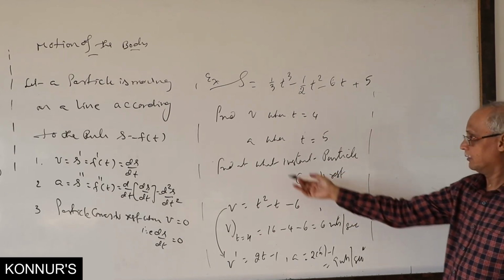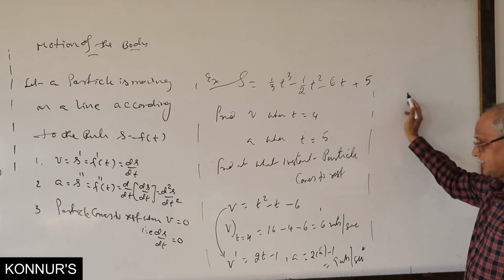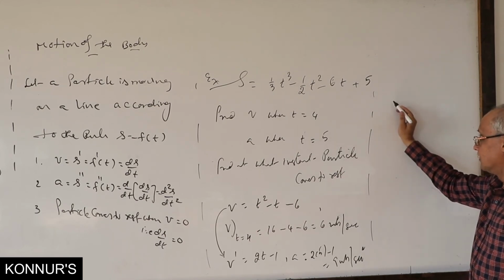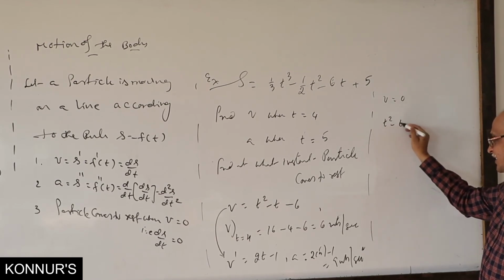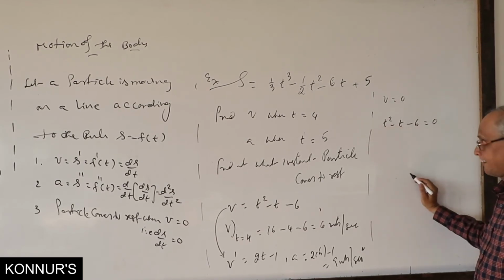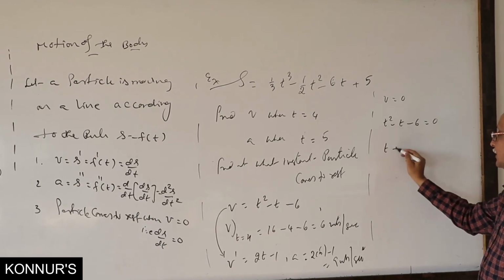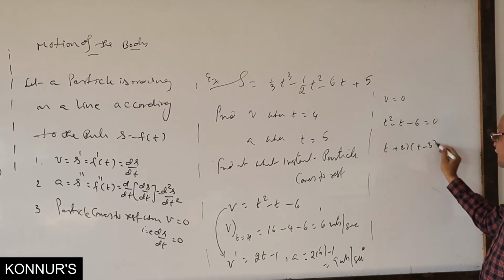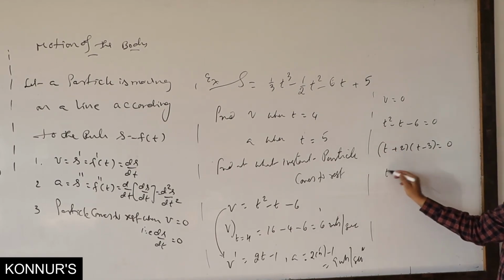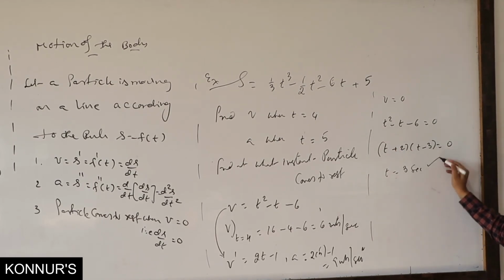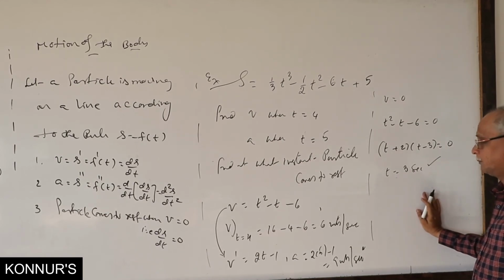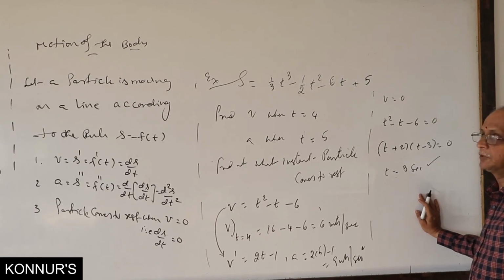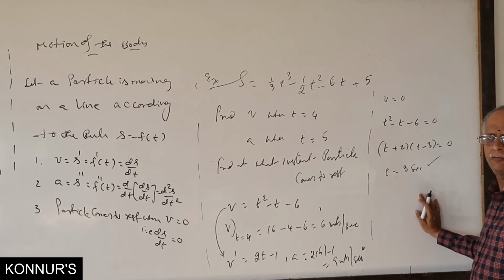We will finish this example. At what time does the particle come to rest? V must be 0. t square minus t minus 6 equals 0. What are the factors? t plus 2, t minus 3 equals 0. What is the t value? 3 seconds. There it is coming to rest. So here definitely the particle is at rest. So simple objective examples. Direct answer, no difficulty. Immediate answer.